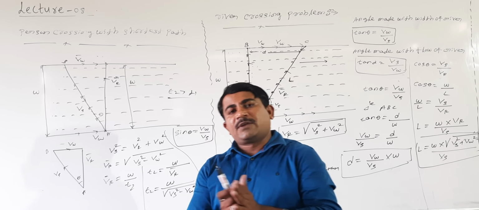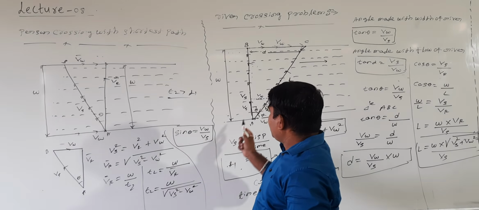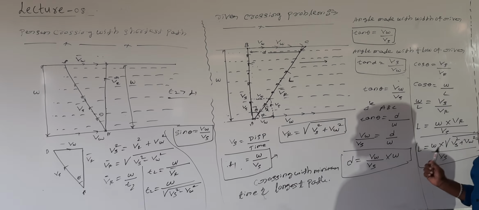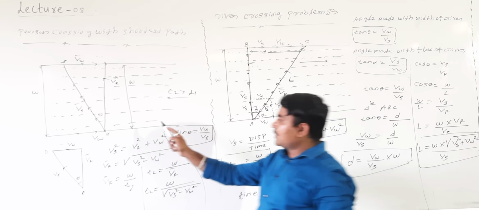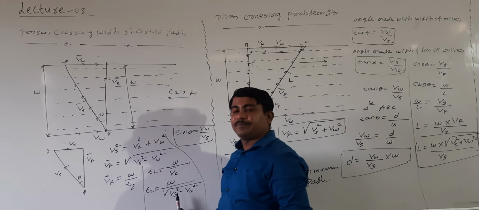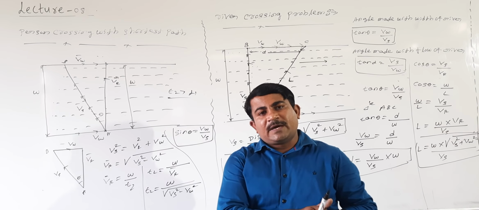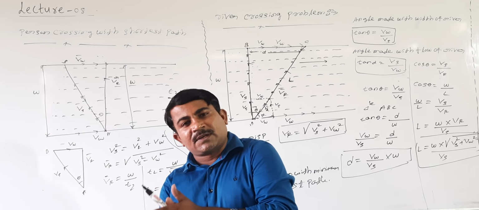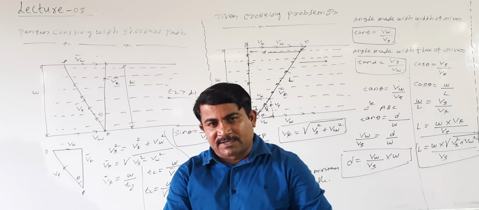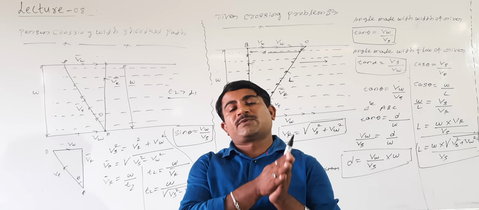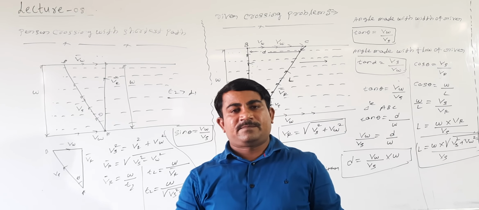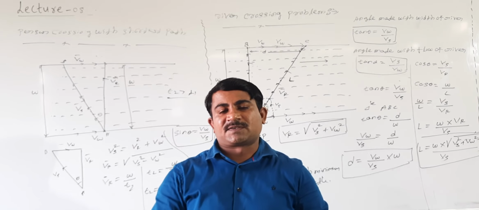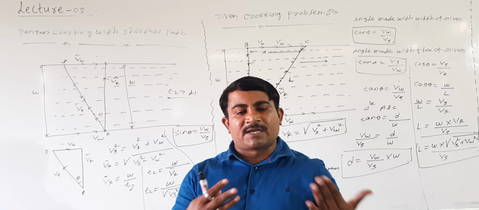This is the river crossing problem. In one case, we take less time with more path length. In the other case, the shortest path with more time. To cross the river, the person can cross in two ways. One is the person can cross with the longest path in shorter time. Another way is the person can cross with the shortest path with longer time. This is the concept of relative velocity and special cases of relative velocity. The remaining concept we will see in the next class. Thank you.